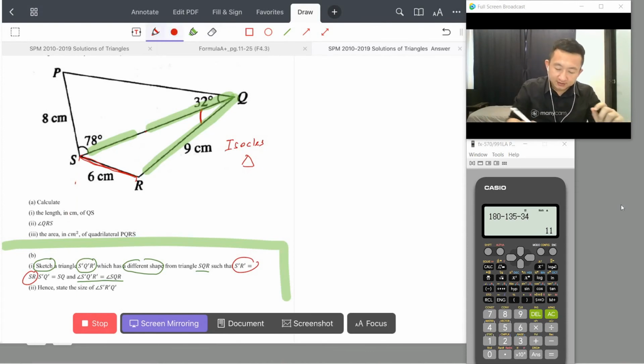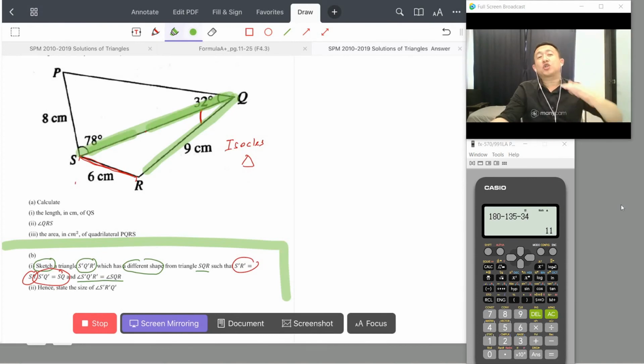And then we look at the second statement. S prime Q equals SQ. Meaning this line is fixed. We cannot shorten the length of it. Of course, the position is always there, but we cannot shorten the positions.